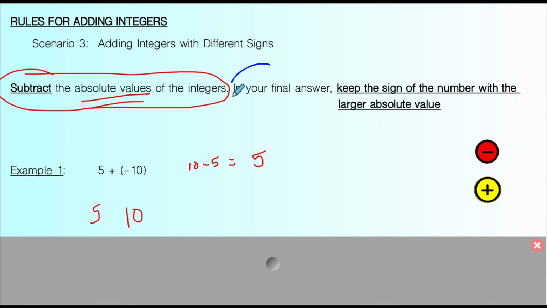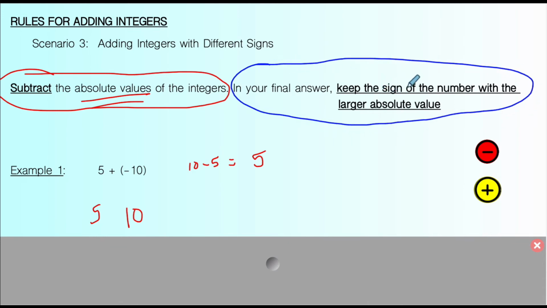The second half of the rule says, in your final answer, keep the sign of the number with the larger absolute value. So what's bigger, 10 or 5? 10 is bigger. And in the original problem, 10 was negative, and I'm going to keep the sign in my answer. Since that was negative, my final answer is going to be negative. So 5 plus negative 10 is negative 5.